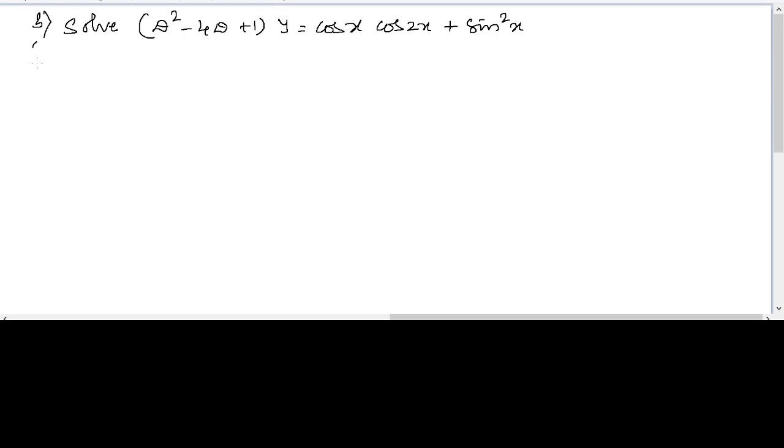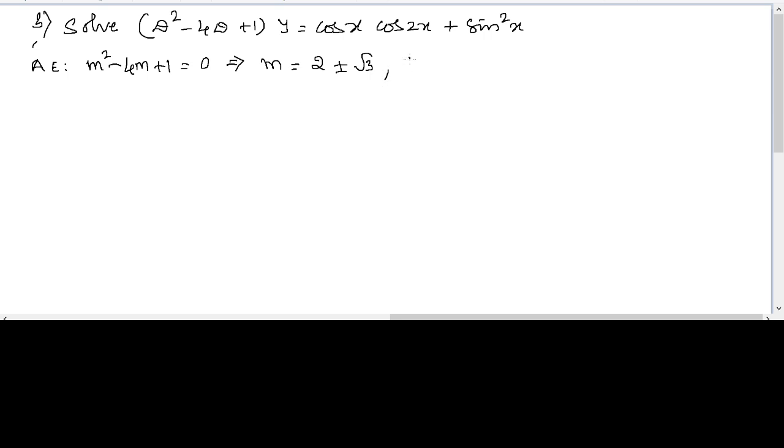So for that we need to write the auxiliary equation. What is that auxiliary equation? It is m square minus 4m plus 1 equal to 0. Okay, so now by using the formula for m, we get m equal to 2 plus or minus root 3. Okay, here the roots are irrational.